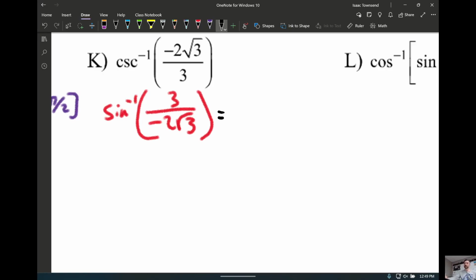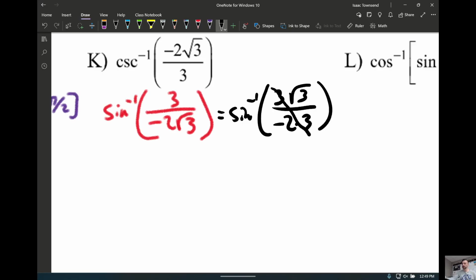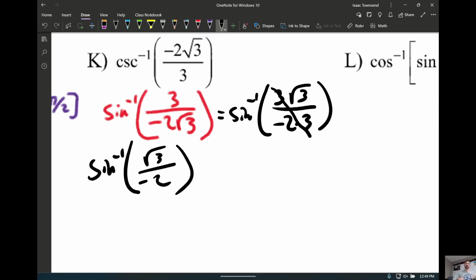This next step, though, should emphasize to you why we are so picky about rationalizing. This still doesn't look familiar to you, but if you're willing to rationalize and multiply the top and the bottom by the square root of 3, what's left behind does look familiar.